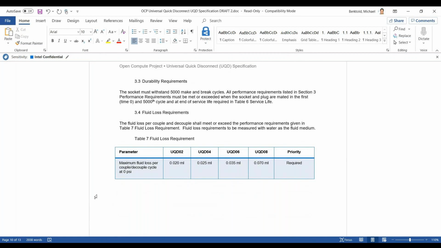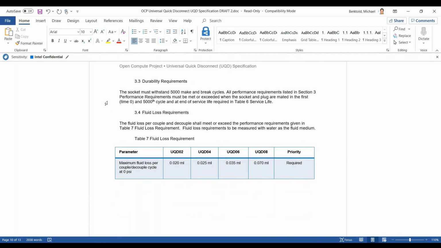Just a note there, most of the suppliers actually go beyond 5,000 make and break cycles in their testing. But at Intel, we did some studies about what we would expect to see as far as make and break cycles in a data center, and it is quite a bit less than that number. That's pretty impressive. The stuff we're working on is much lower based on our information. Yeah, our numbers were much lower as well.